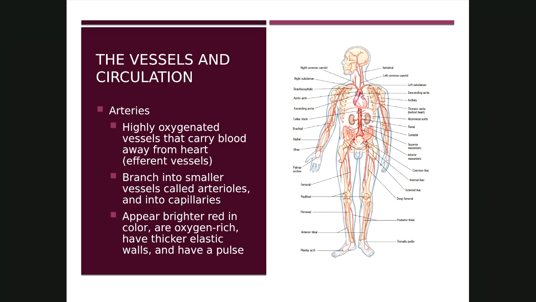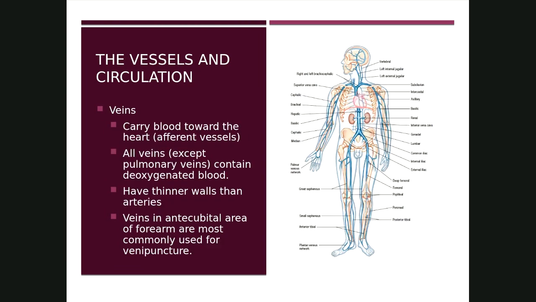So arteries are highly oxygenated vessels that carry blood away from the heart. They branch into smaller vessels called arterioles and into capillaries. Their appearance is bright red in color, and they're oxygen-rich, having thicker elastic walls, and they have a pulse. Because of the amount of pressure, this is why the thicker walls are essential.